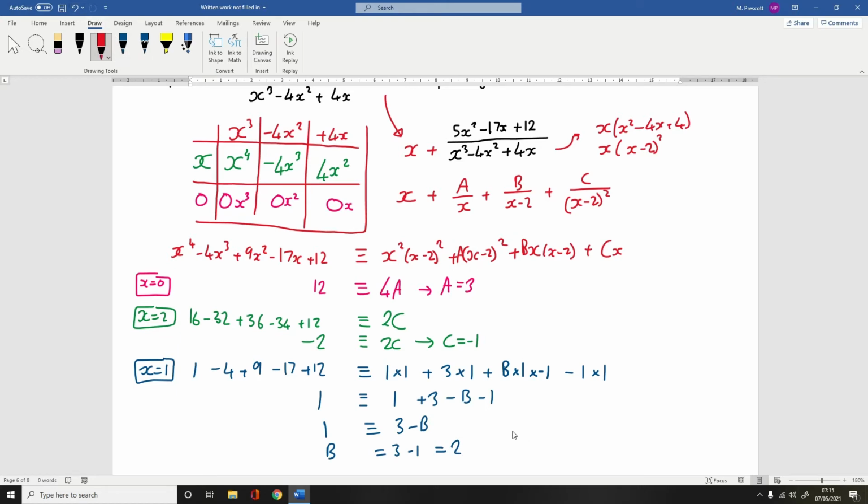So our final answer as partial fractions would be x plus 3 over x plus 2 over x minus 2 and then minus 1 over x minus 2 all squared. Okay, cool. There's going to be some questions to do, but hopefully you've got the general hang of it. I think the more practice you put into this method, the better, and the remainder stuff is just an extra step to what we did on Wednesday. Cheers, folks. See you next week.